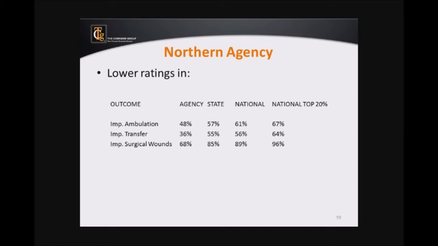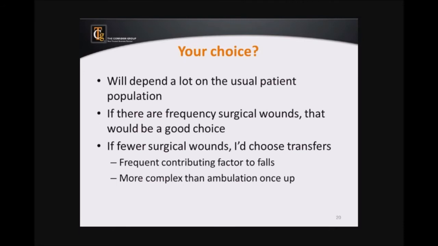The Northern agency had only three outcome measures that scored lower in comparison to state and national averages. They were improvement in ambulation, transfers, and healing of surgical wounds. From those choices, which outcome would you choose to improve? Of course, the answer is it depends.